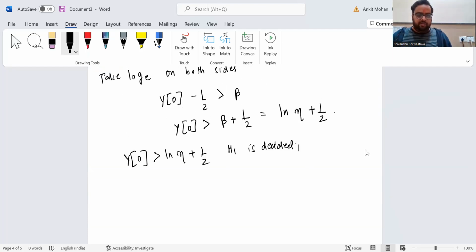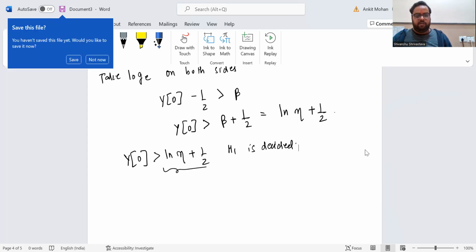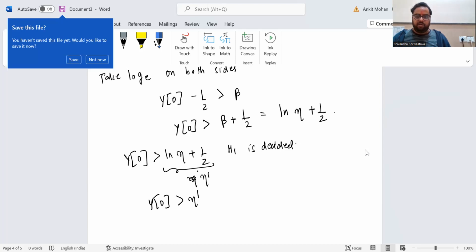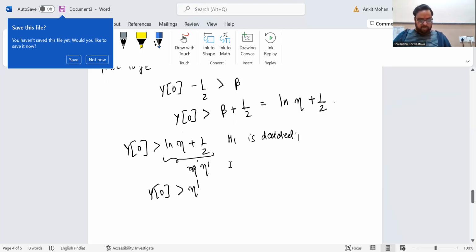So let us define this particular factor as eta dash. So I have my condition simplified to y0 greater than eta dash. Whenever I have y0 greater than eta dash, that time I will say that H1 is decided. Okay, so H1 is decided.